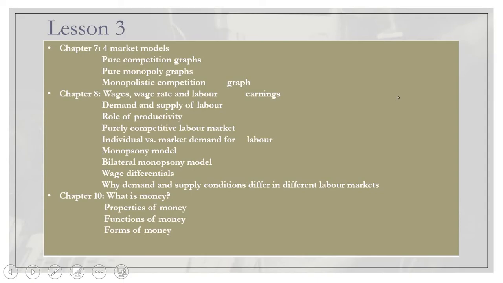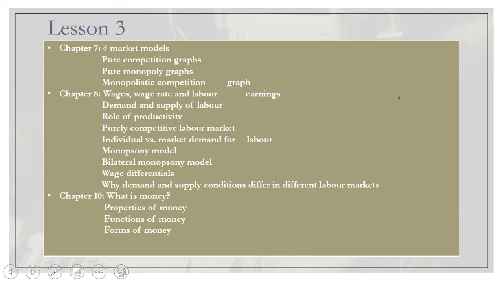Chapter 8 looks at wages, wage rates, and labor earnings. So you look at the demand and supply of labor, the role of productivity, and the purely competitive labor market. Again, in your labor market, you have your market models, like pure competition, pure monopoly, and monopolistic competition. You look at those different ones, and you have your monopsony model, the bilateral monopsony model, wage differentials, and why demand and supply conditions differ in different labor markets, okay? So chapter 8 looks at your labor market and wages.